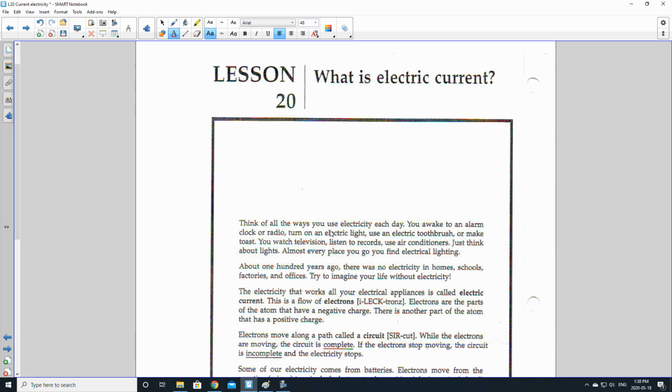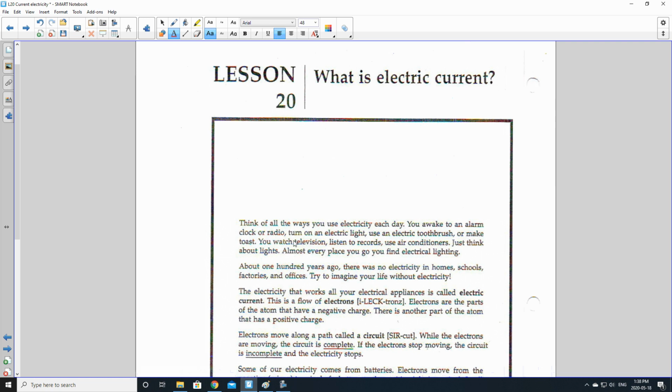Okay, think of all the ways you use electricity each day. You wake up to an alarm clock or a radio. When we wake up to our alarm clock, a lot of us now have cell phones, right? Our cell phones have a battery in them, and the way we charge them up is to plug them into the wall. So that uses current, electricity current.